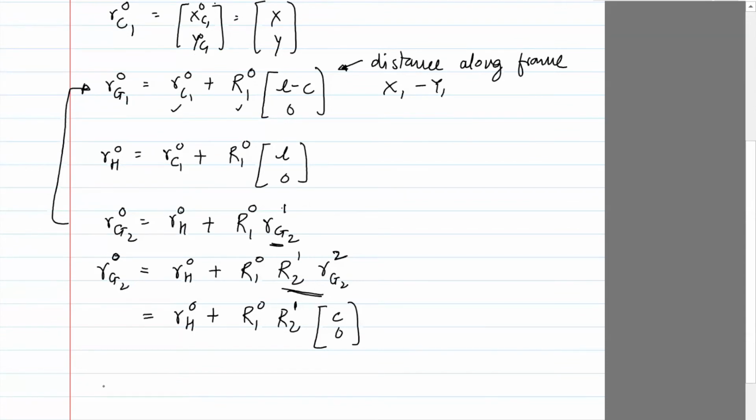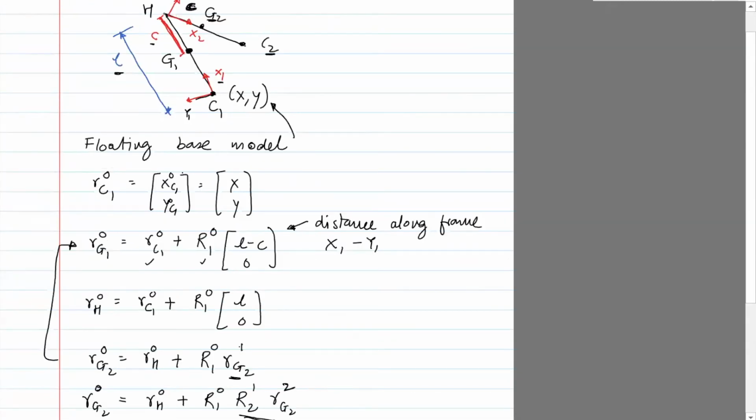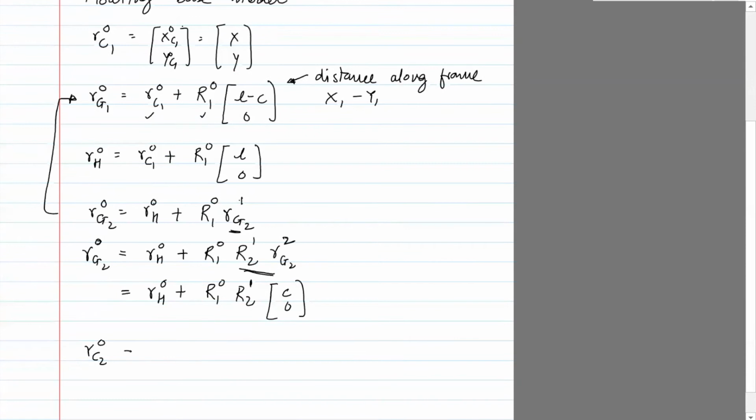Okay, and then finally I need to find the position of C2, which you can see is here, and that will have the same formula as G2, except that the length of C2 in frame 2 is going to be L. So RH0 plus R10 R21 L and 0.